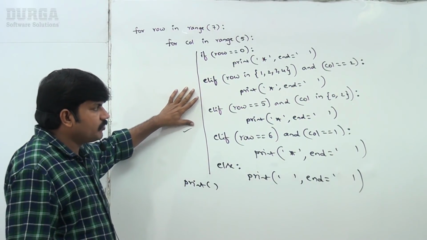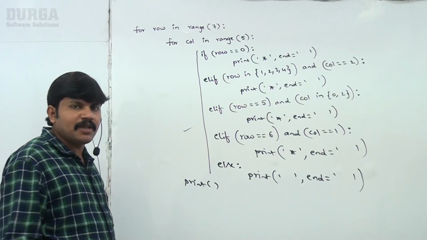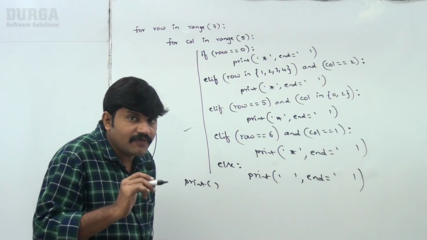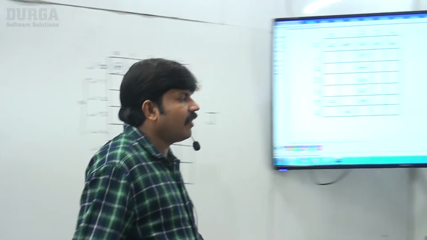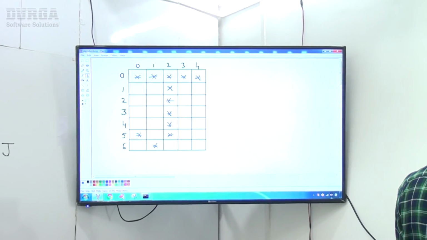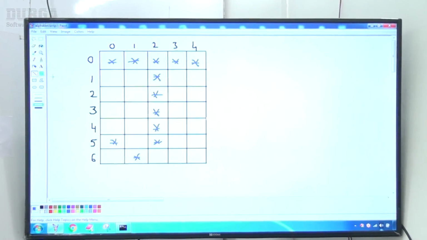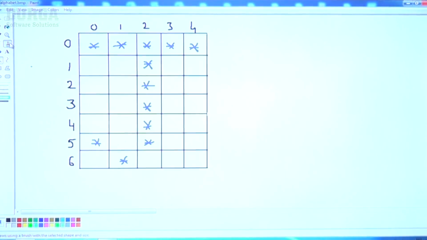So any doubt about this one? If I execute this code, you can see the alphabet symbol J in the console. Observe carefully, sir. Have a look once. Sir, I'm trying to take this J here.